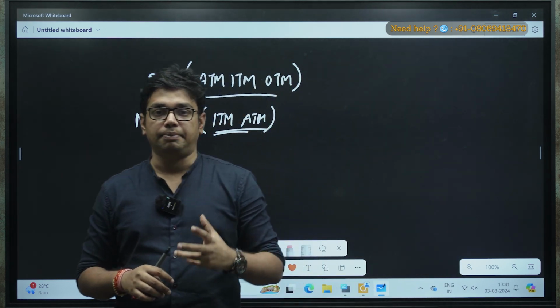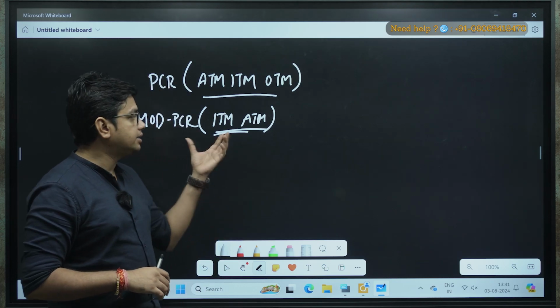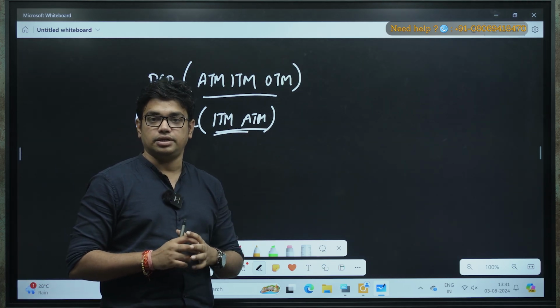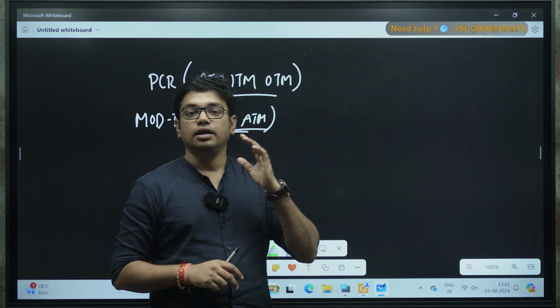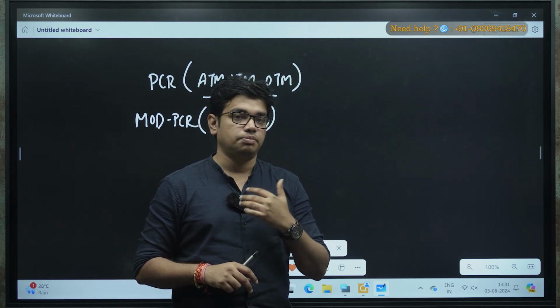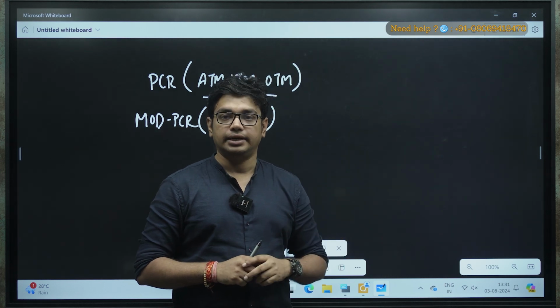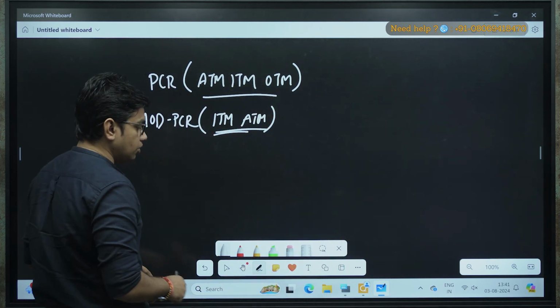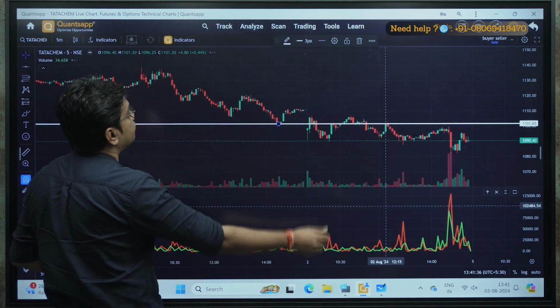If any changes happen in the OI at this level, it will give you the direction. It will give you the direction that the particular market will go down, or the particular stock will go down, or it can go up according to the data. So let's go and see modified PCR.